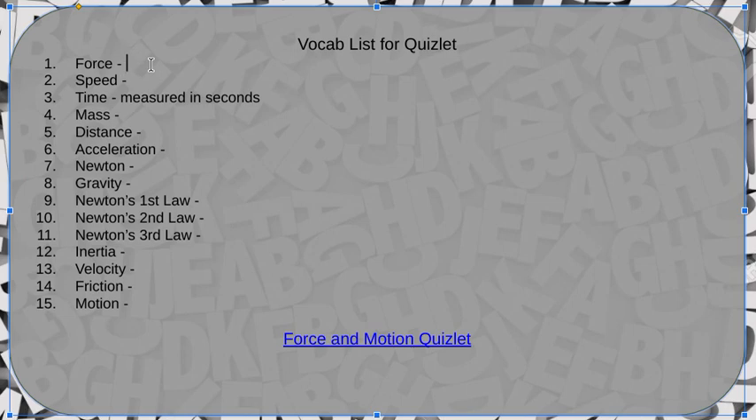So force is a push or pull exerted on an object. So when you push or pull something, you're using force. You're adding force. You're adding a push or a pull to an object, and that is force.